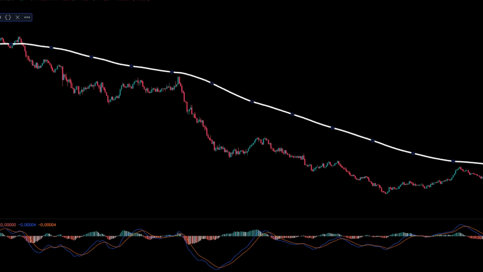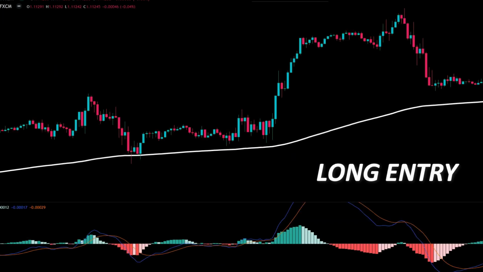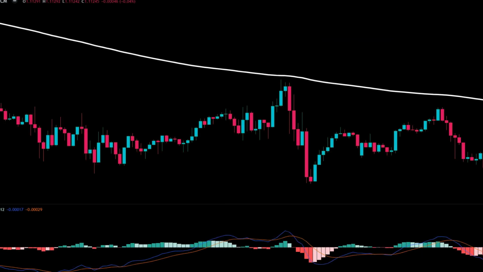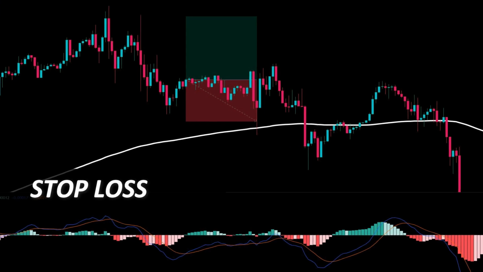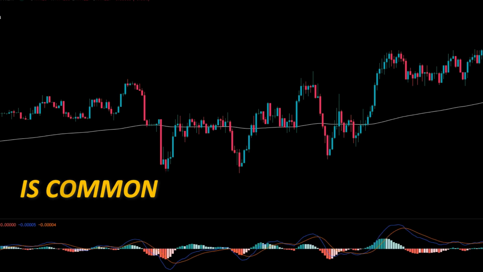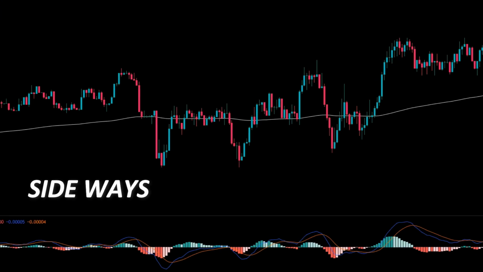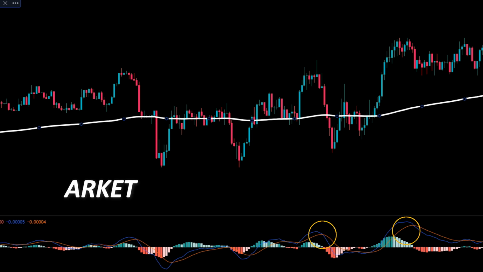While this solution works great when you want to decide when to enter a long trade or when to enter a short trade, however, you will often hit your stop losses, and this combination becomes even terrible when the market becomes sideways. You're gonna get many false signals.